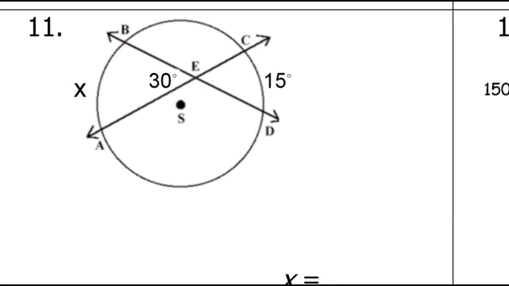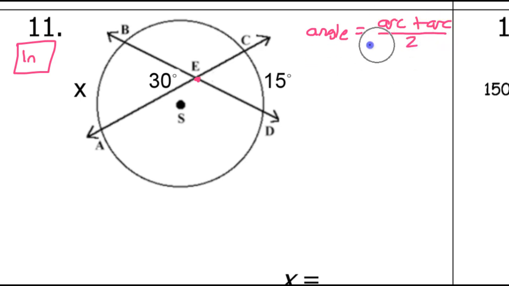So for problem number 11, you can see that the vertex of the angle is inside the circle. So this is the type where the formula goes: angle is equal to arc plus arc divided by 2. So you guys need to begin to memorize these formulas.